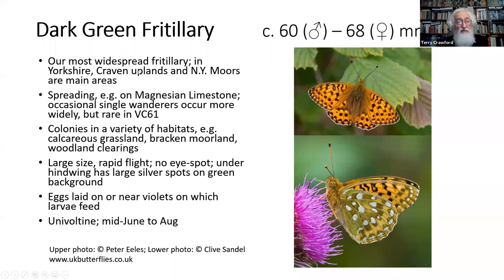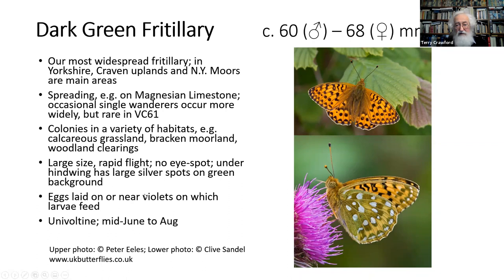It occurs on the uplands, those are the main areas, but it is spreading. You get wanderers occurring quite widely, except in VC61, where it does seem to be extremely rare. It's now appearing in good numbers down the magnesian limestone strip. So, for example, if you go to Brockerdale, you'll see good numbers of dark green fritillaries there. Its habitats are quite wide: calcareous grassland, bracken moorland, or woodland clearings. It's not too fussy, but it does need violets for a colony to be established.